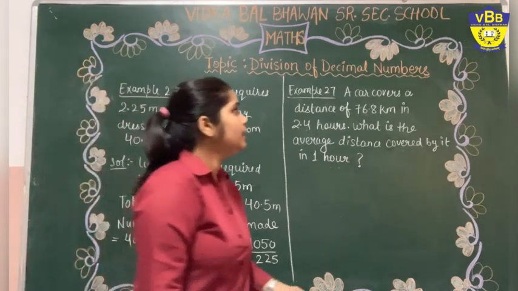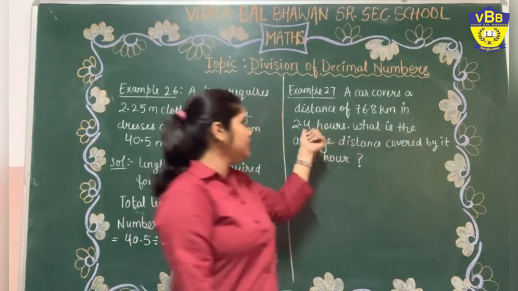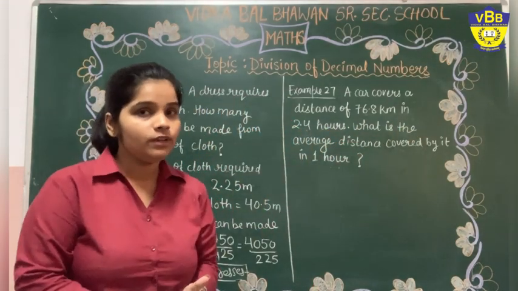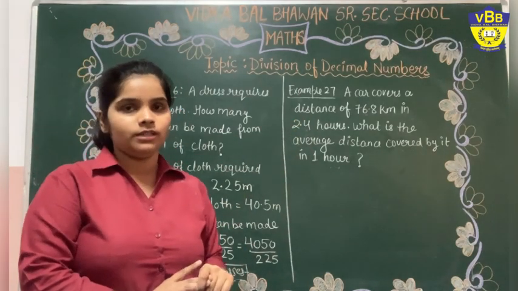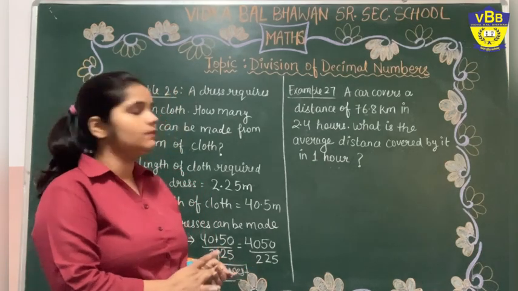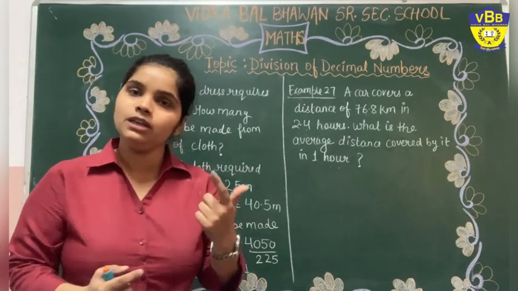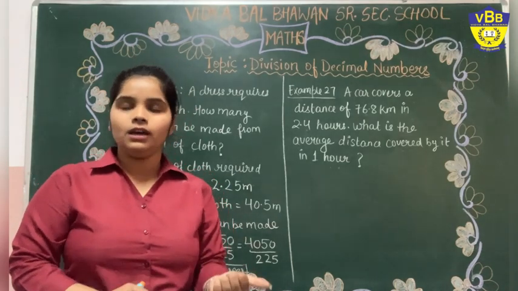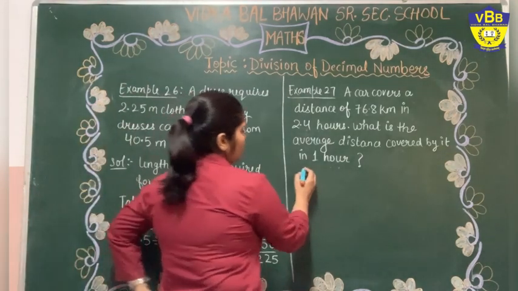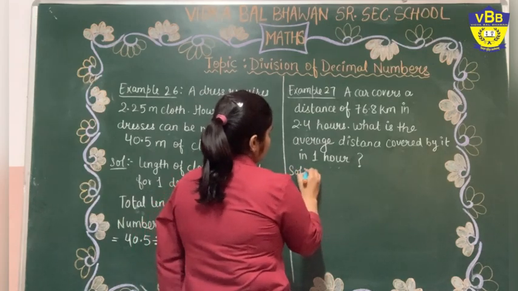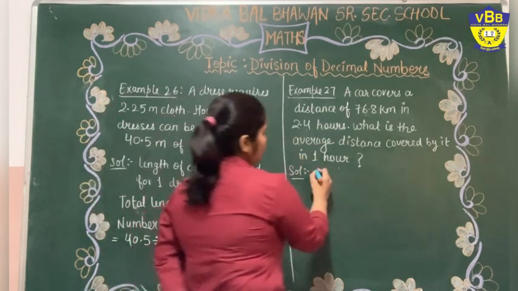Next up we have: a car covers a distance of 76.8 kilometers in 2.4 hours. In 2.4 hours, the car is covering 76.8 kilometers. So how much distance will it cover in 1 hour? In 2.4 hours it is given and it is asking for the distance covered in 1 hour. What we will do? We will do division of these two numbers. So in the solution of this question, we will write what distance it is covering in 2.4 hours.